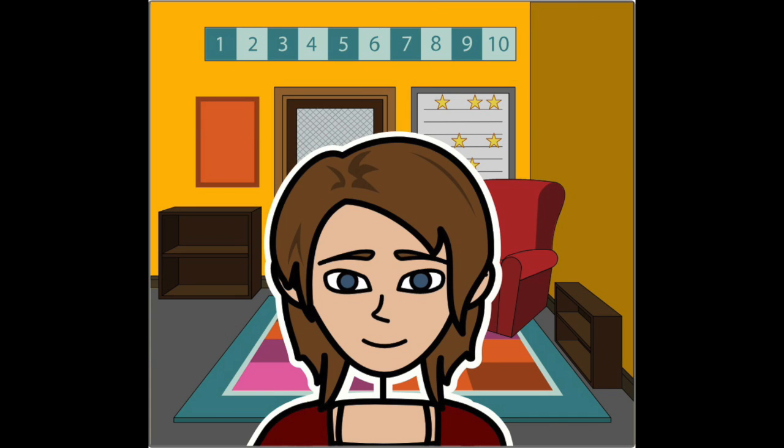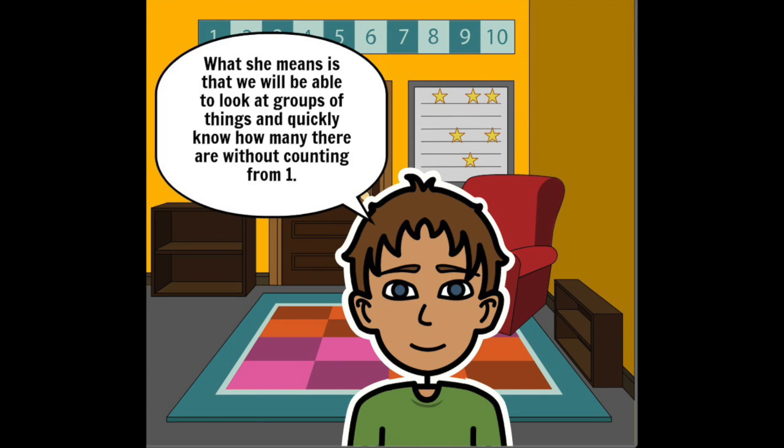When given a group of objects 1 to 5, students will identify the number of objects in that group by recognizing the formation of the group or by noticing formations within that group and counting on to name the amount of objects in the group. They will do this 9 out of 10 times. What she means is that we will be able to look at groups of things and quickly know how many there are without counting from one.